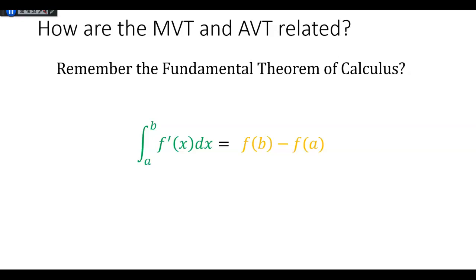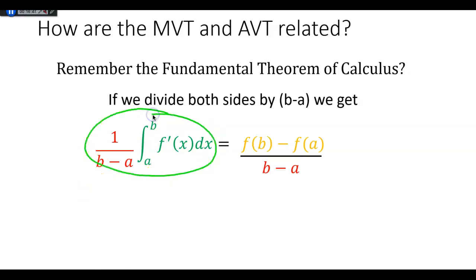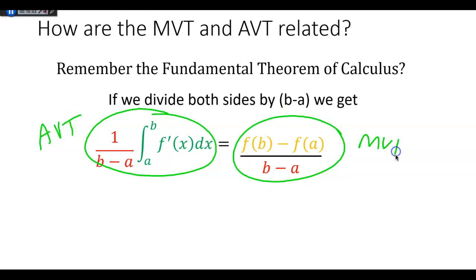Okay, so remember the fundamental theorem of calculus? You take the integral of a derivative from a to b. The integral of f prime would be f, and you plug in the b and the a and you subtract them, right? Okay, now watch this. If we divide both sides by b minus a, watch what we get. What is the left side? That's your AVT. What's the right side? MVT. I'll be darned. So they're the same.